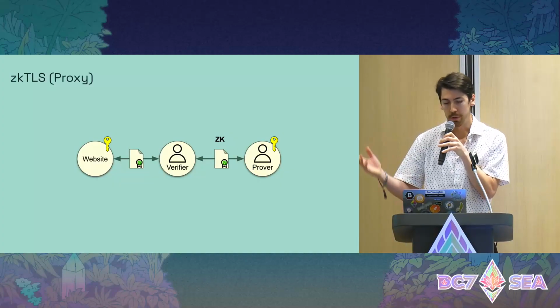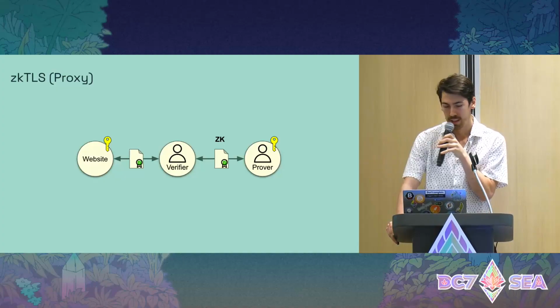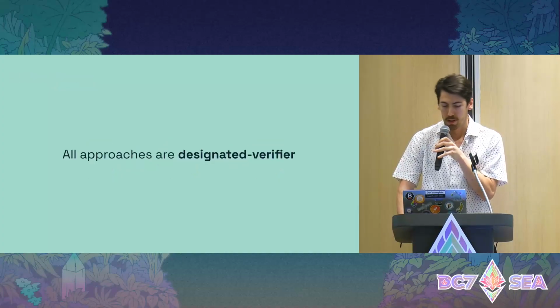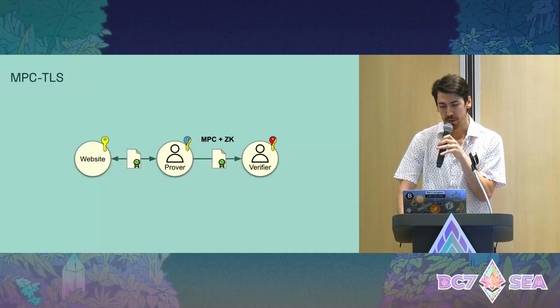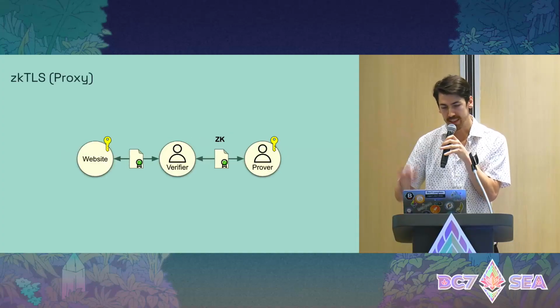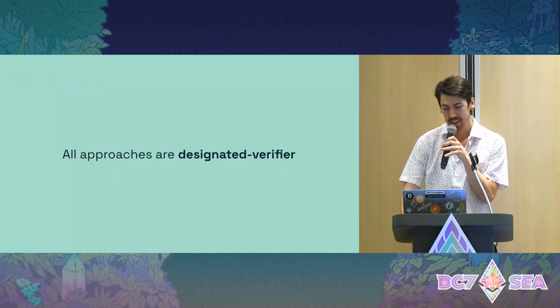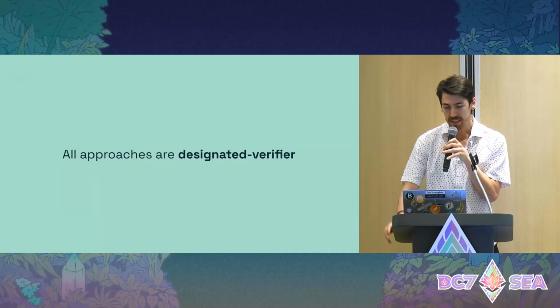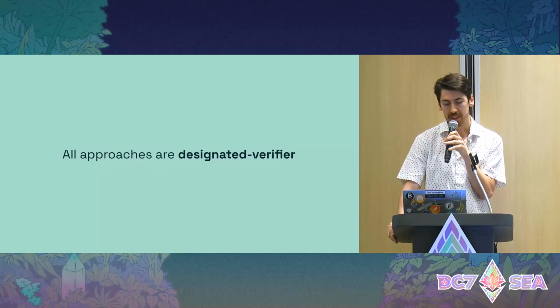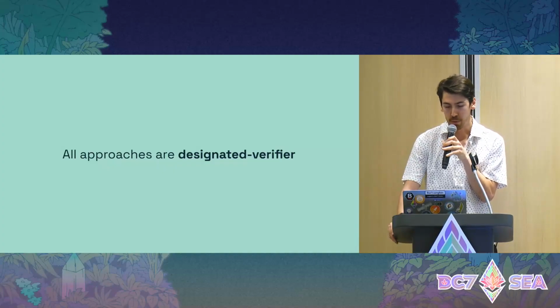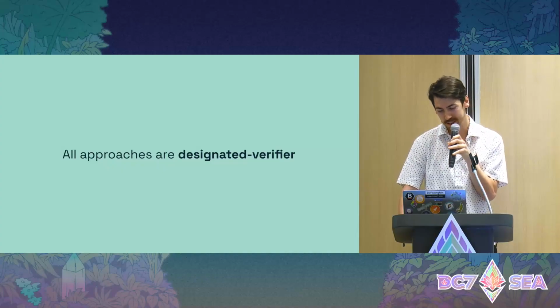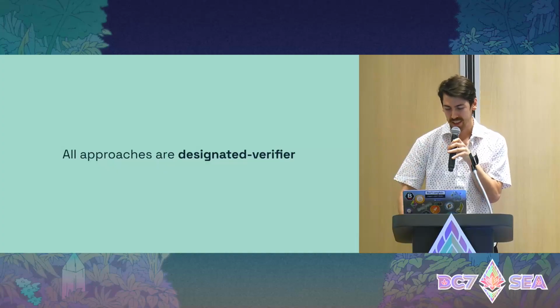And then there are other approaches, like a proxy approach, which switches up the topology and puts the verifier in between the prover and the website. One thing to note is that both the MPC TLS approach and the ZK TLS proxy mode, whatever you want to call it, are designated verifier protocols, which means it's really between two parties, and the only party who receives cryptographic assurances is the verifier actually running the protocol itself. Sorry for everyone that wants to do things on-chain. This does not give you trustless oracles, but it does give you a trustless off-chain designated verifier protocol.